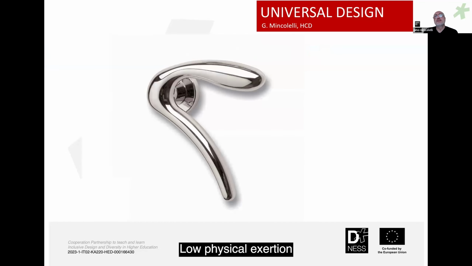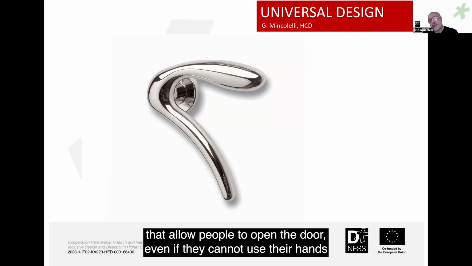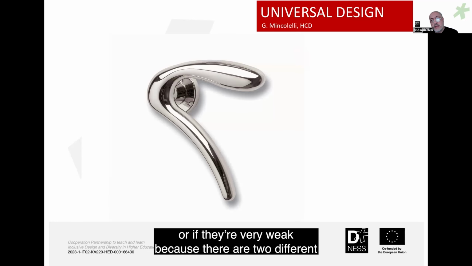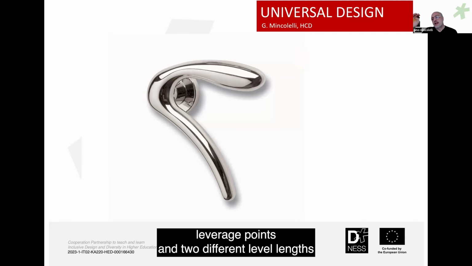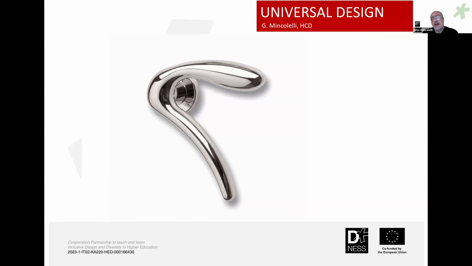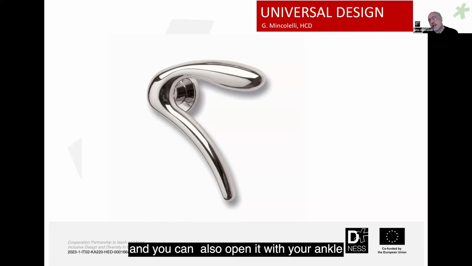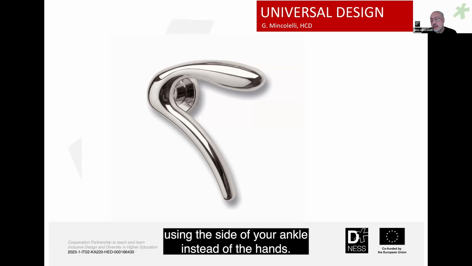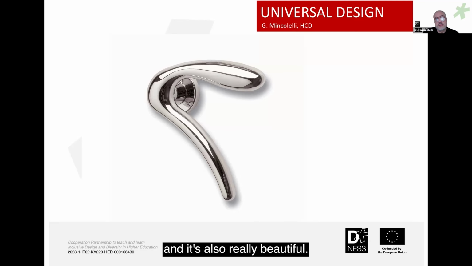Low physical exertion. This is a handle that allows people to open the door even if they cannot use their hands or they are very weak, because there are two different leverage points and two different leverage lengths. You can open it even if you're a kid or a very small person, and you can also open it with your ankle, using the side of your ankle instead of the hands. And it's also pretty beautiful.